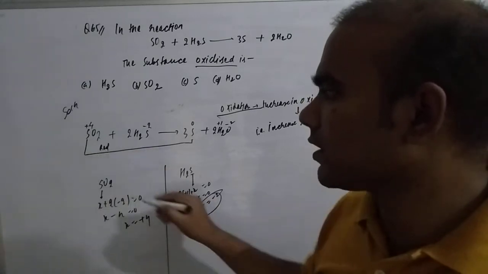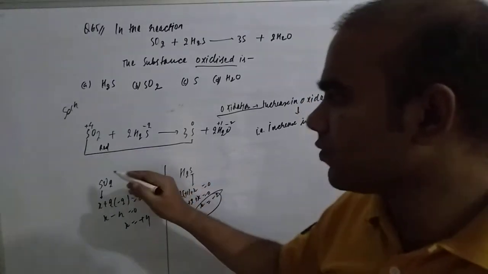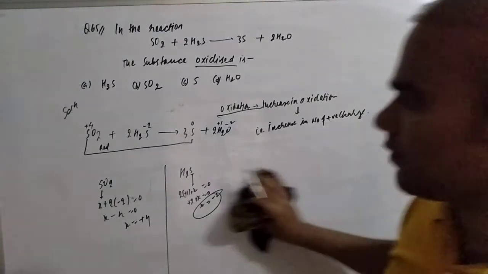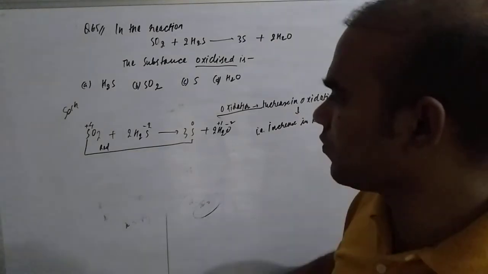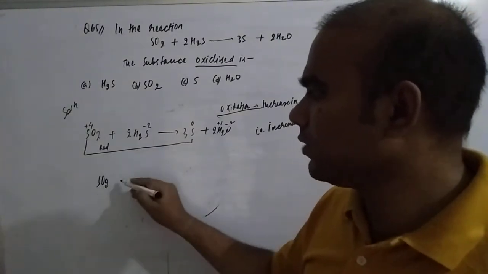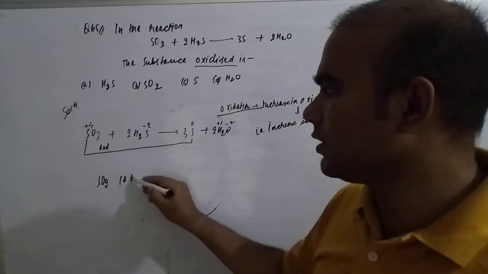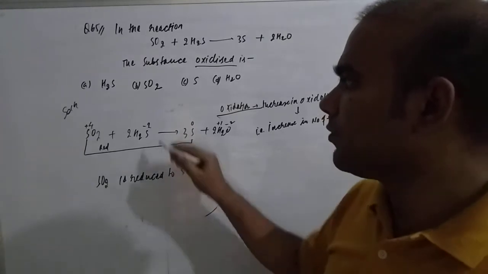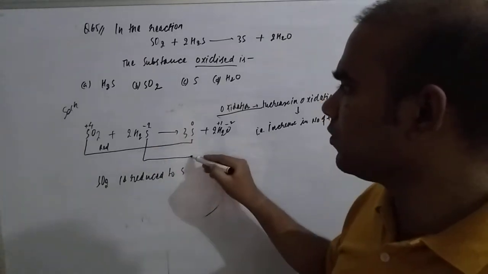This is reduction. Reduction means what is SO2? If you are talking about SO2, SO2 is reduced to sulfur. So this cannot be the answer, because SO2 is what is happening? SO2 is reduced to what, student? Reduced to sulfur. Now you see minus 2 to 0.